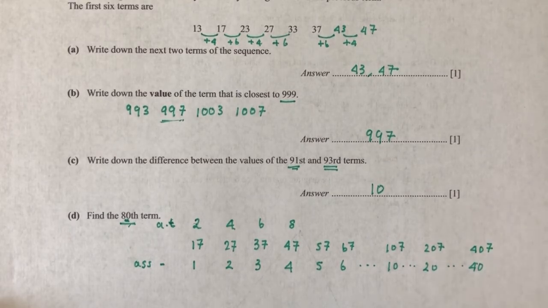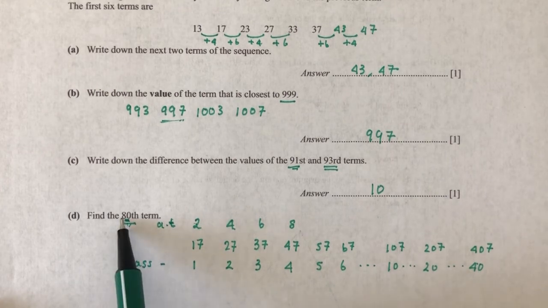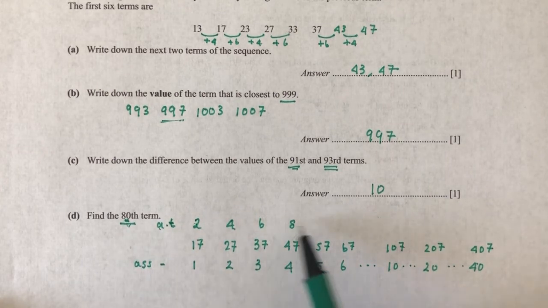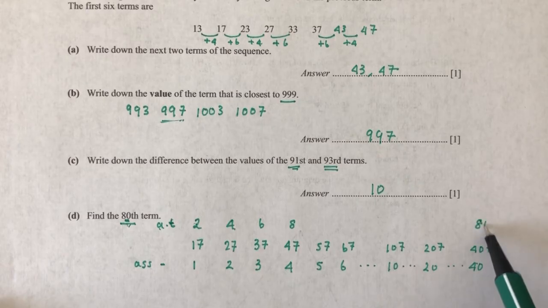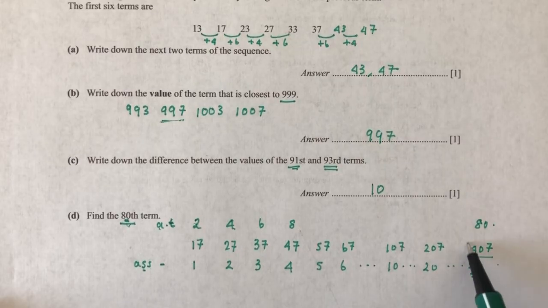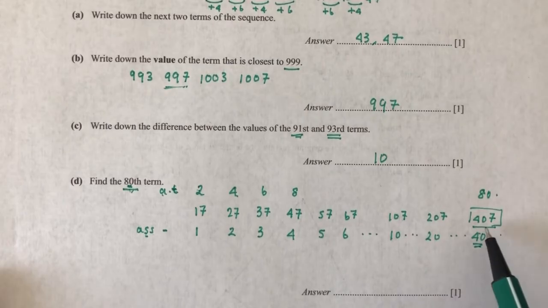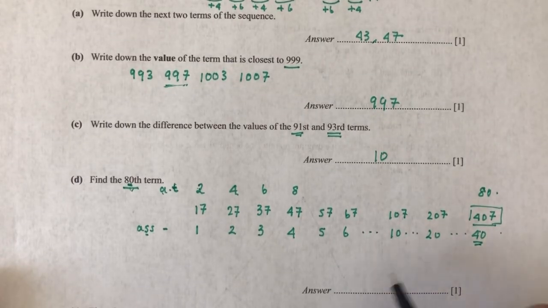Right. So now the question is, we have to find the 80th term. The 80th term will be the actual term, so we have to find 80. It will be about here. And for the assumed term, we have to divide by 2. So we're actually looking for the 40th term, which equals 407. So your answer for part D will be 407.